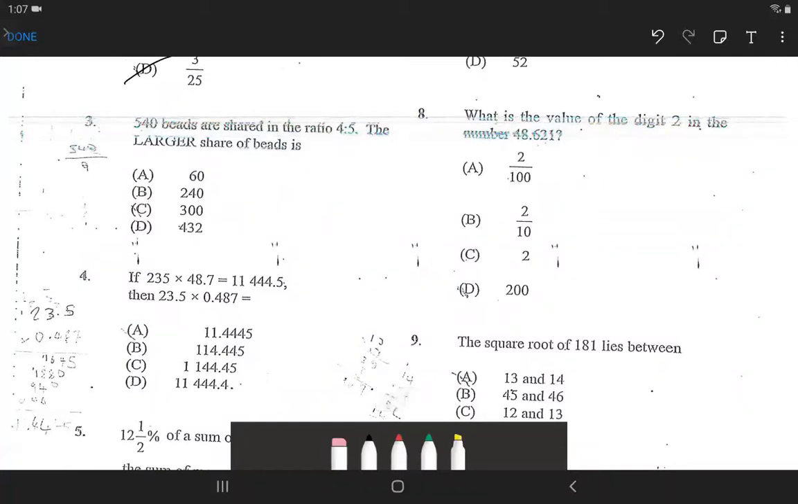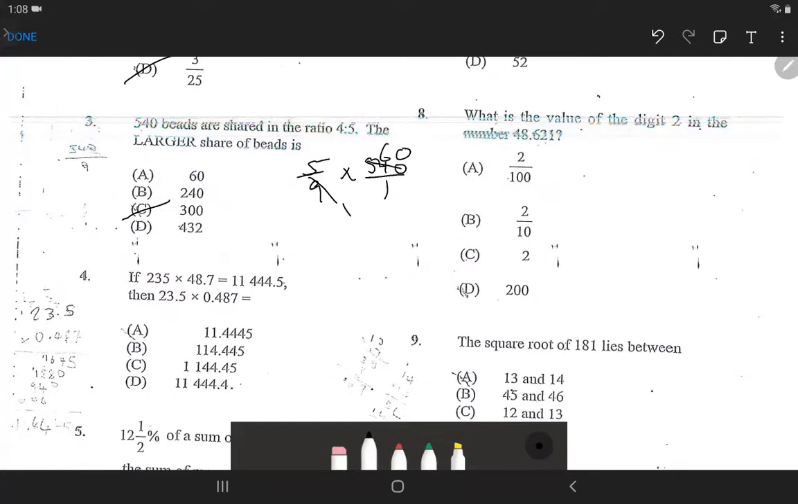540 beads are shared in the ratio 4:5. The larger share of the beads is, well, the total shares is 9. So that means we want 5 over 9 multiplied by 540. 9 can go into 540 60 times. 5 sixes are 30. Well, by 10, that's 300.